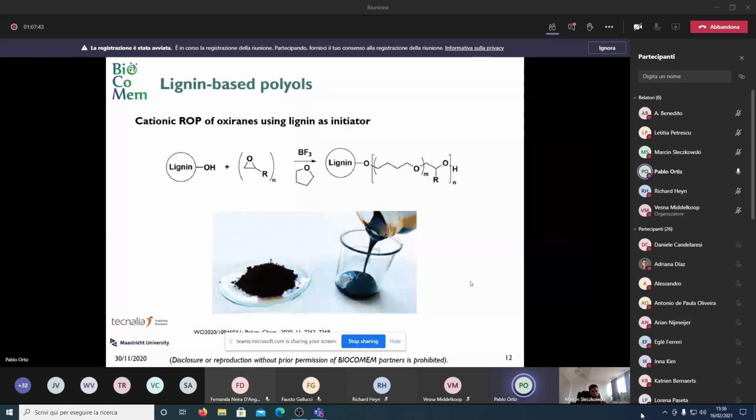And I think that an image is worth more than 1,000 words, as they say. You can see how this powder on the left, the typical lignin, is converted into a liquid polyol.